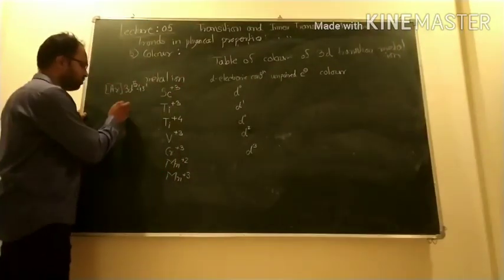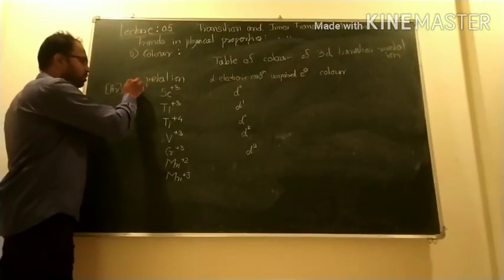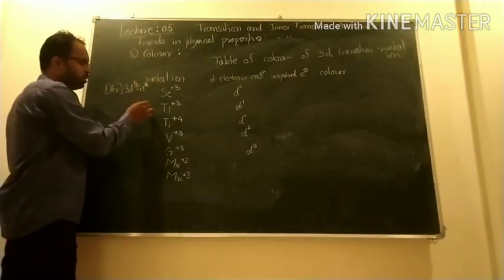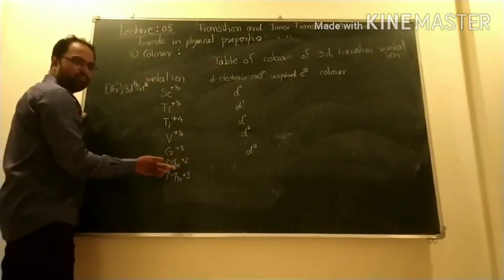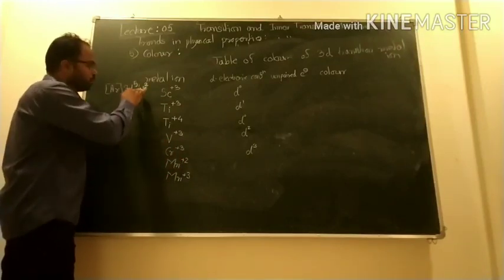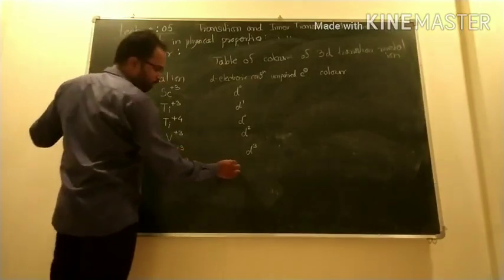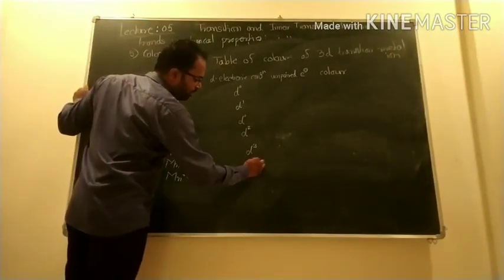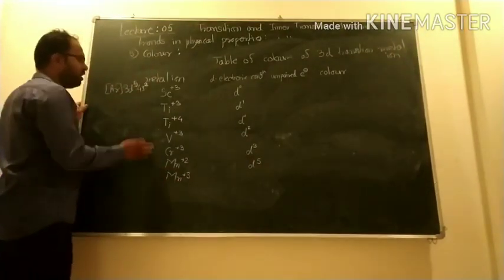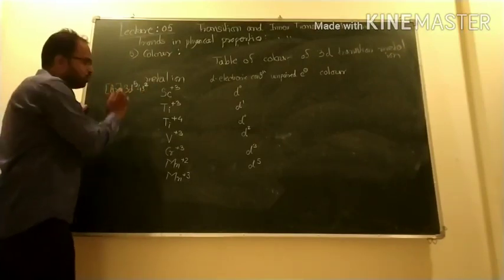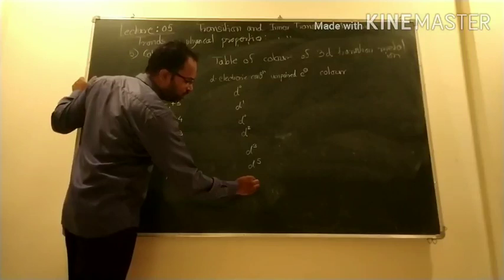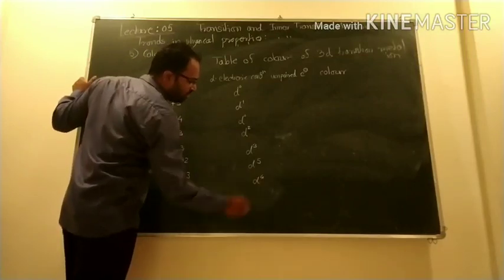For manganese, 3d5 4s2. For +2, only 2 electrons are removed, from 4s. That means 3d5, so it is the d5 case. And for Mn +3, 2 electrons from 4s and 1 electron from 3d are removed. So the remaining electron configuration is 3d4, that means the d4 case.